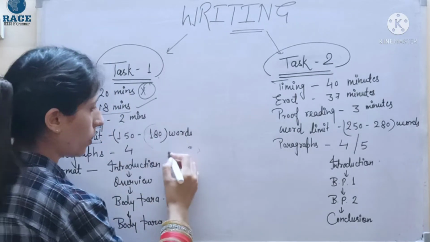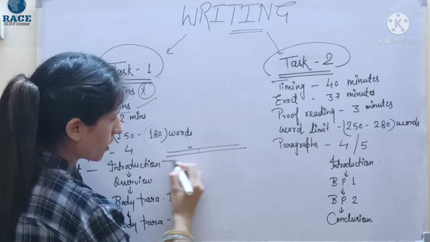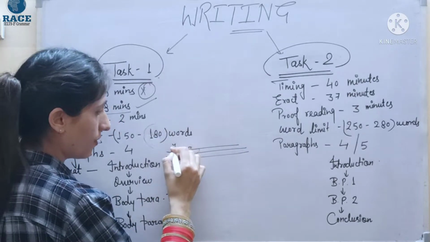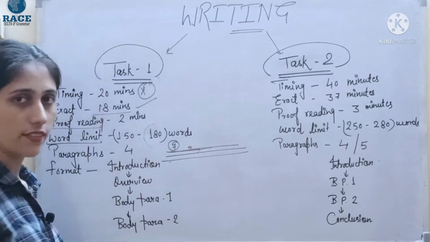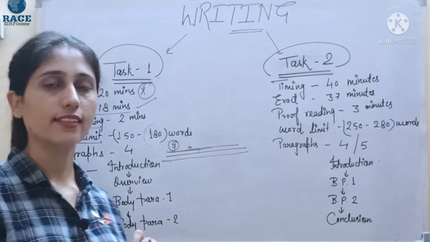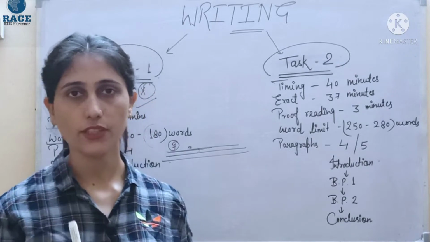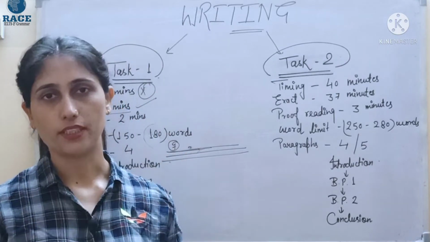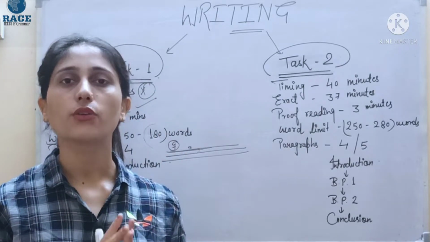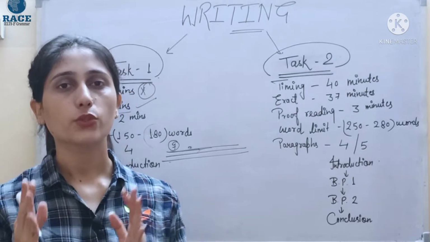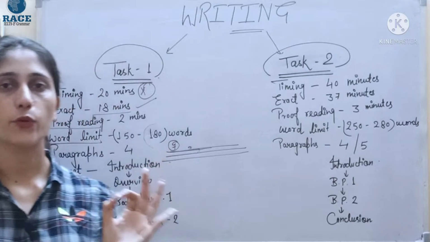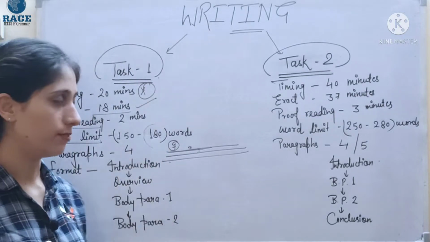Like you have written 3 lines in the introduction and you are writing 7 words in each line. So you will just count the table of 7, like how many lines there are, and you can add up the word limit. So like that you can count your word limit. Please focus that the word limit should be 150 to 180. That is the accurate word limit for writing task 1.